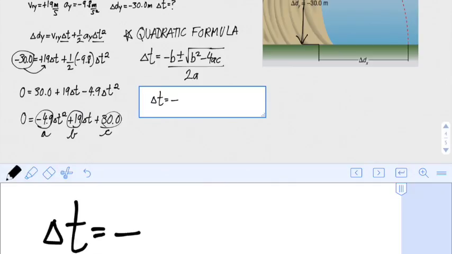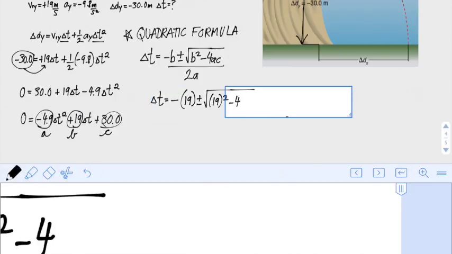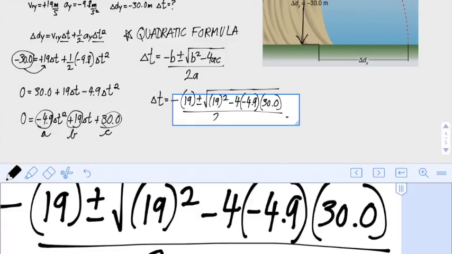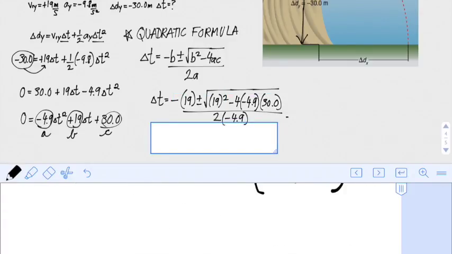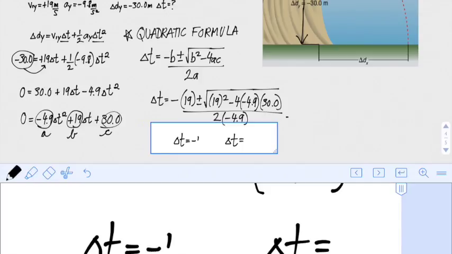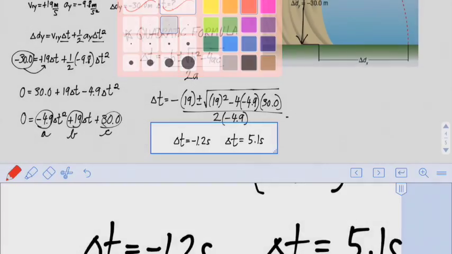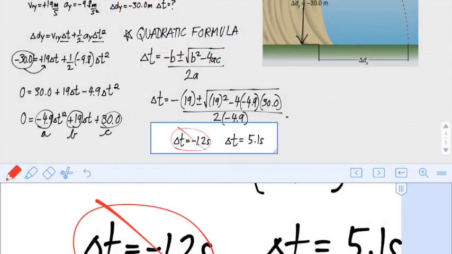Using the quadratic equation, you should get two values for delta t. If you punch this in properly, you should get negative 1.2 seconds and positive 5.1 seconds. It becomes apparent that we need to reject the first value, as we cannot have a negative value for time. So the time of flight in this problem is determined to be 5.1 seconds.